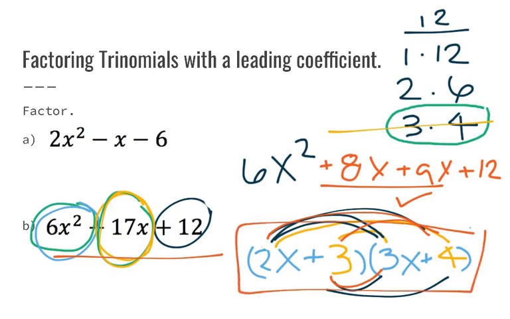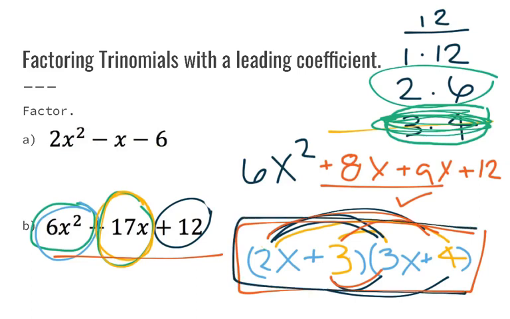I found a good match of parentheses to put those numbers in. Now, if that didn't work, then all that means is you cross off this as a possibility and then move on to the next one. So I would have tried 2 and 6 in both sets of parentheses, the one where I had 6x and x and the one with 2x and 3x. So you just keep guessing and checking until I have a winning combination. And this one did work.